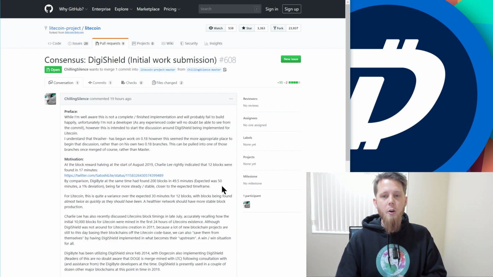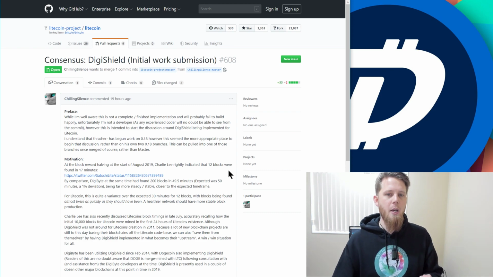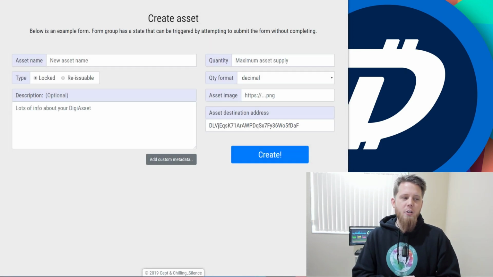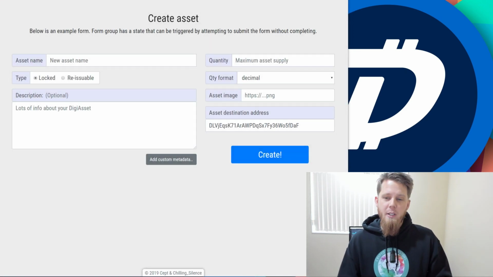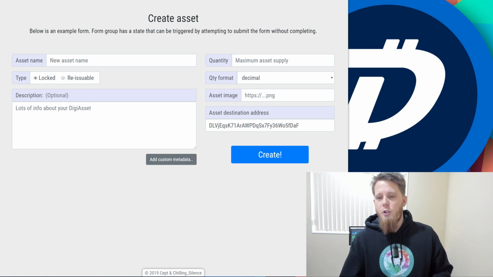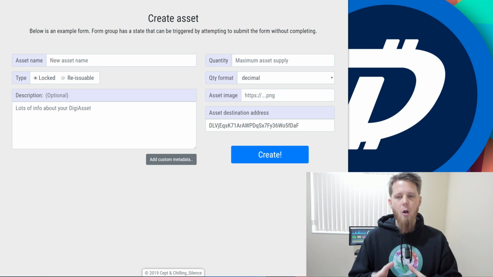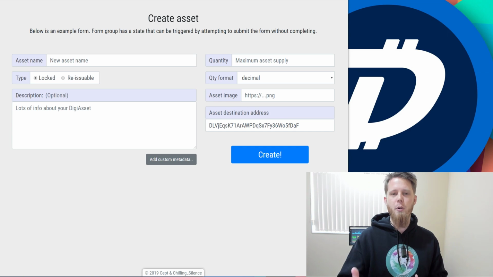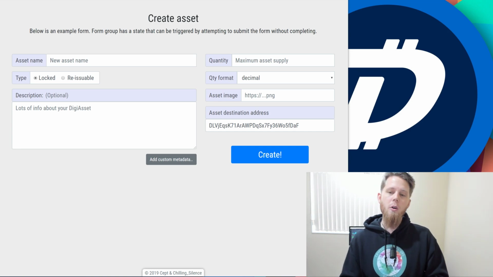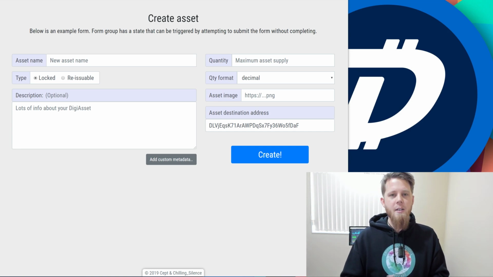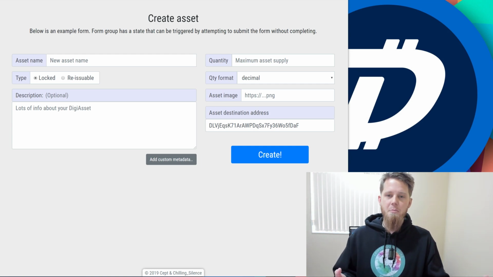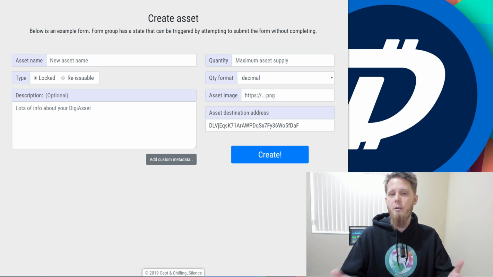And onto the really juicy stuff though, this is a sneak peek of a website that I've been working on for creating DigiAssets. So it's basically going to be really simple. You put in an asset name, you get to choose if it is reissuable or if it is locked with a fixed supply and can never be adjusted again in the future. You'll put in a description. So say for example, this is where you could put in that this is my first DigiAsset, or this is for tickets to Ed Sheeran's Divide tour, specifically tonight being the 10th of August or something along those lines.